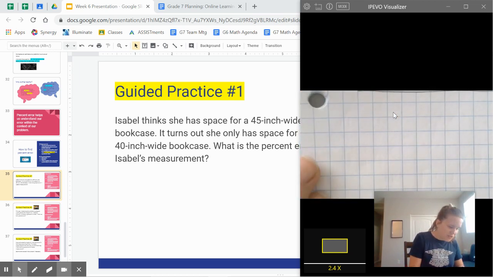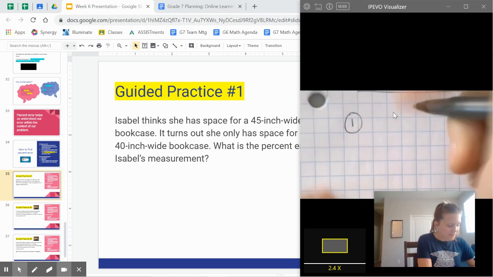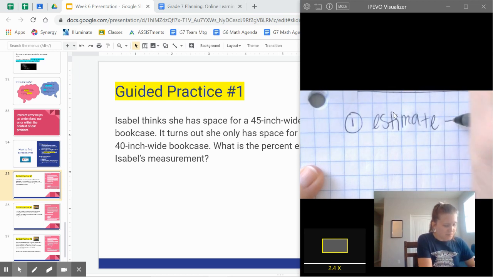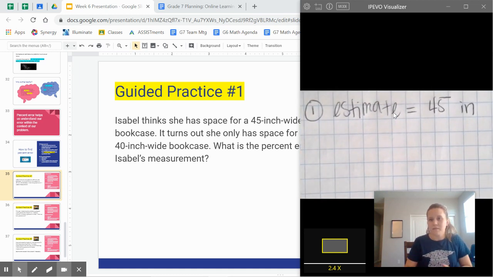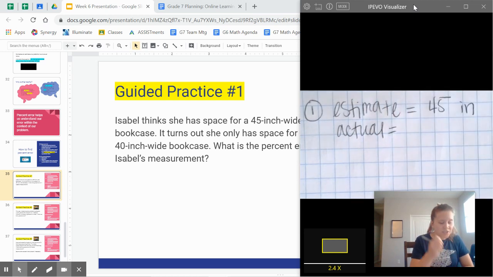So some important information from the question. This is guided practice number 1. I'm going to write that her estimate is 45 inches. Okay, that's important for me to know. And then I also want to know what her actual is. The actual amount of space she has is 40 inches.